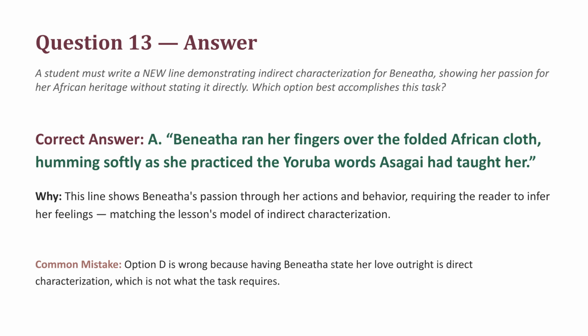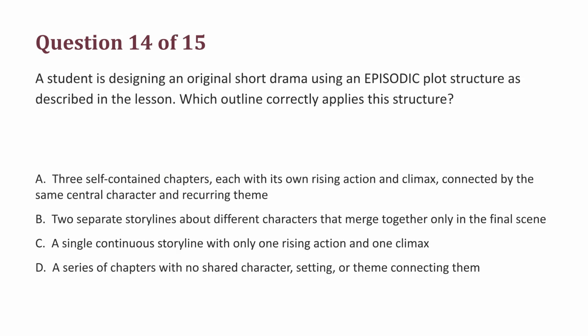Benitha ran her fingers over the folded African cloth, humming softly as she practiced the Yoruba words Asagai had taught her. This line shows Benitha's passion through her actions and behavior, requiring the reader to infer her feelings, matching the lesson's model of indirect characterization. Option D is wrong because having Benitha state her love outright is direct characterization, which is not what the task requires.